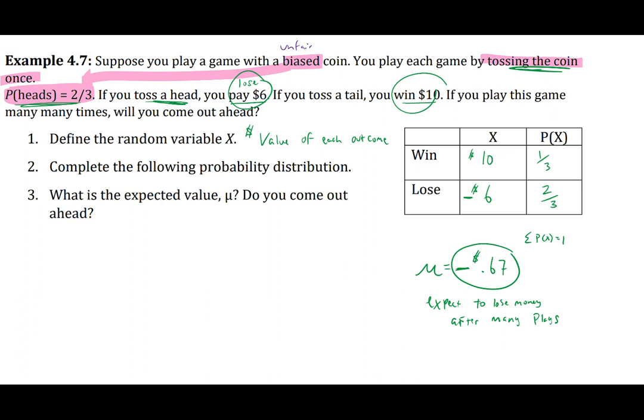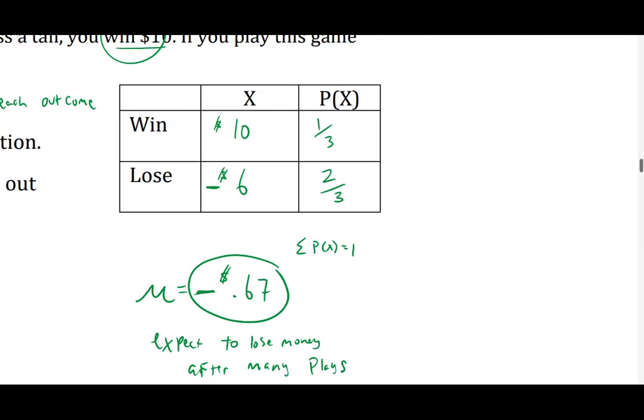Second thing I want to say is that if we were to look at this distribution, it's a pretty straightforward distribution. There's only two different outcomes. I'd probably skip the calculator for this one and just do this by hand. We can define a third column. This third column will be the x value times the p of x. So 10 times 1/3 would just be 10/3, and -6 times 2/3 would just be -12/3.